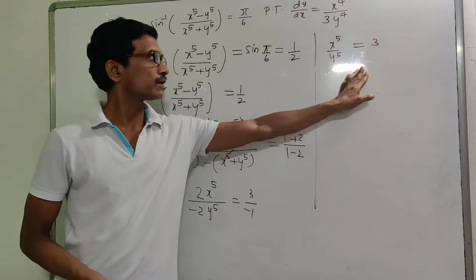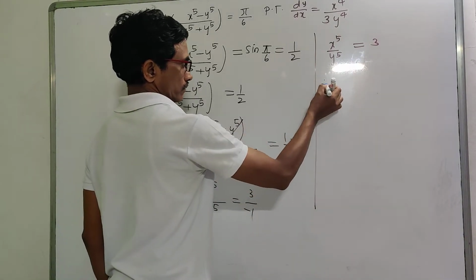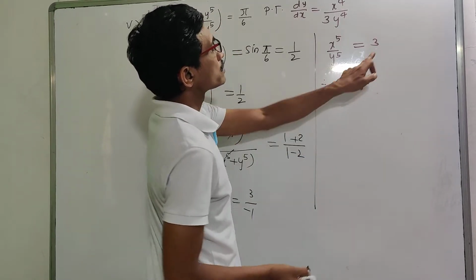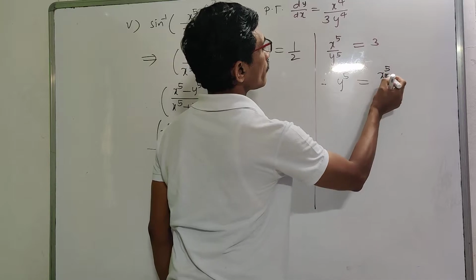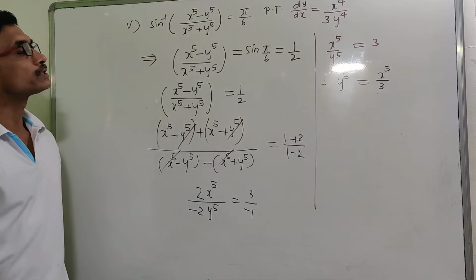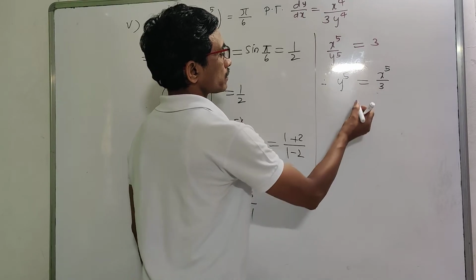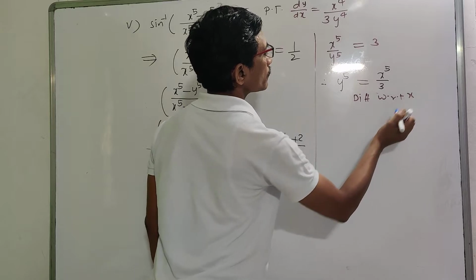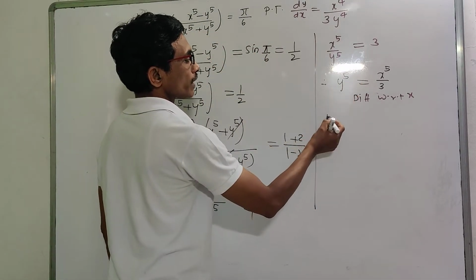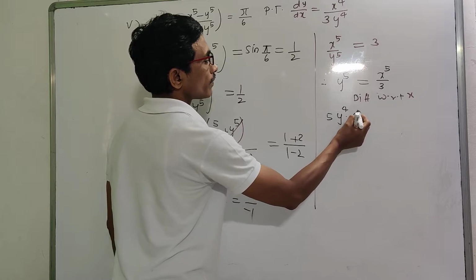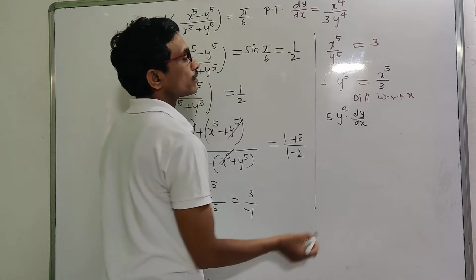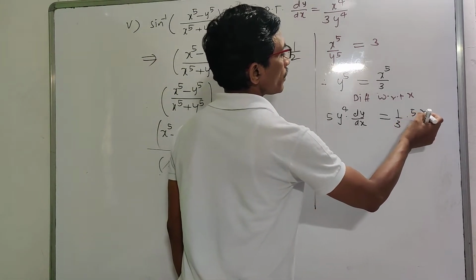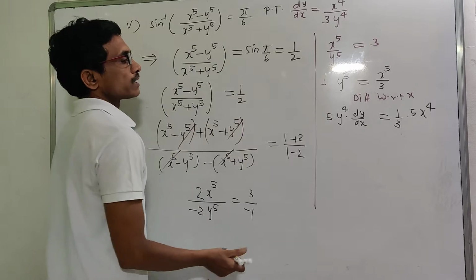We express it in terms of y, therefore y to the power 5 will be equal to x to the power 5 upon 3, with this 3 in the denominator. Differentiate it with respect to x. Derivative of y to the power 5 is 5y to the power 4 into dy by dx, which is equal to 1 by 3 constant into 5x to the power 4. Cancel this 5.